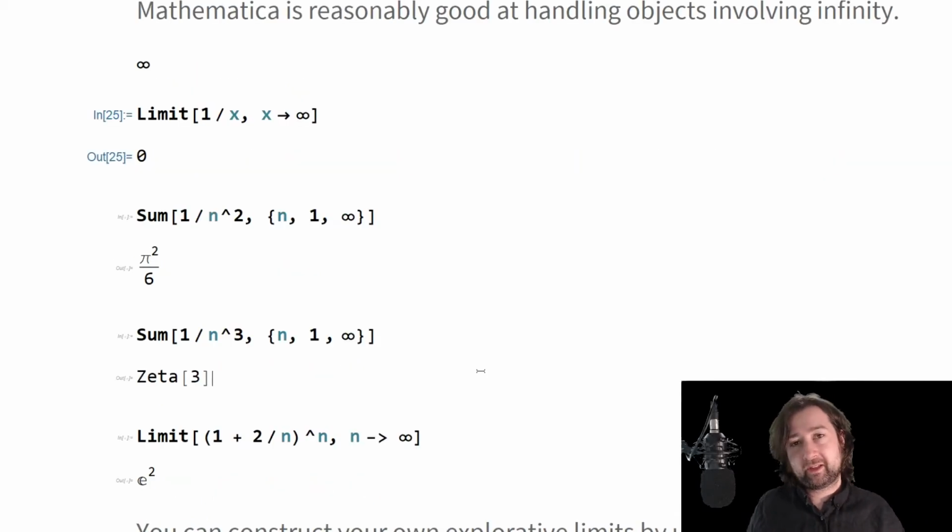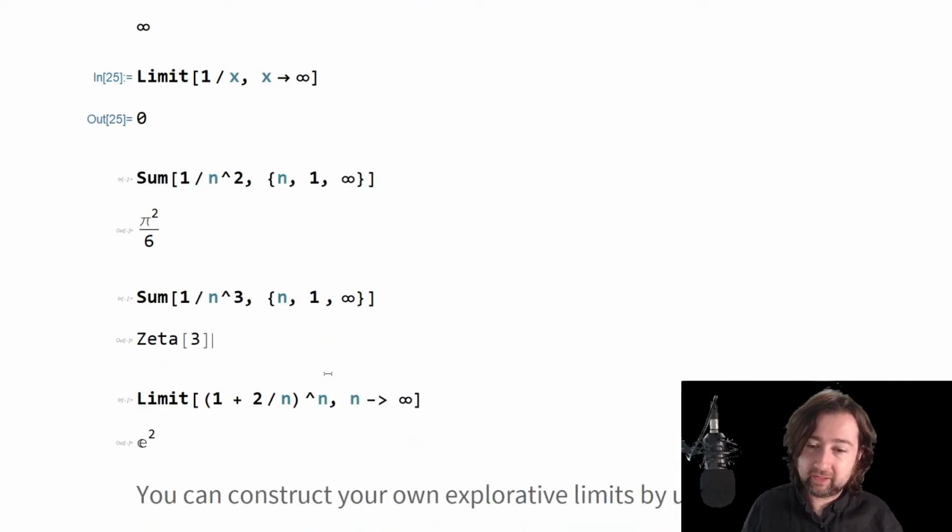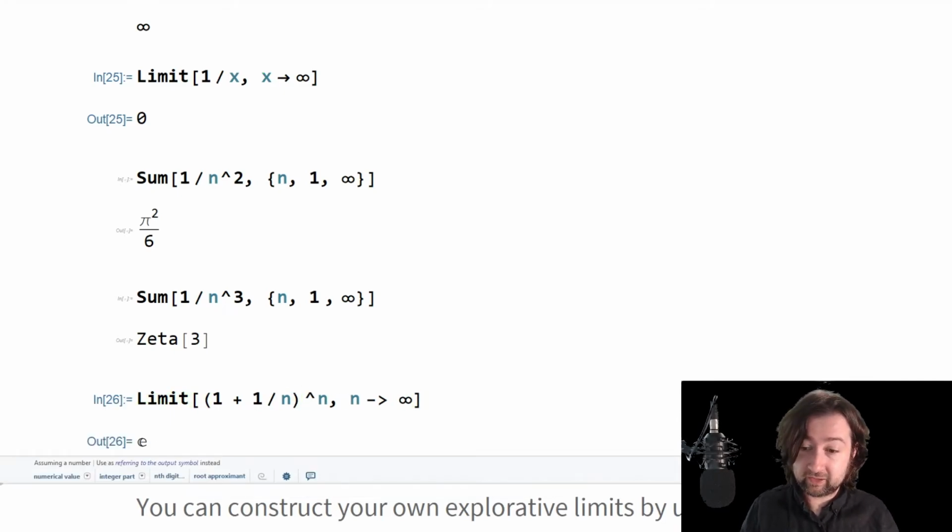Okay, just to point out again, more complicated limits here. This is a very famous exercise that you usually do when you're taking calculus and you learn L'Hopital's rule, which is to show that this definition of the number e holds. So (1 plus 1 over n) to the n as n goes to infinity is e. So it's comforting to know that Mathematica knows that.